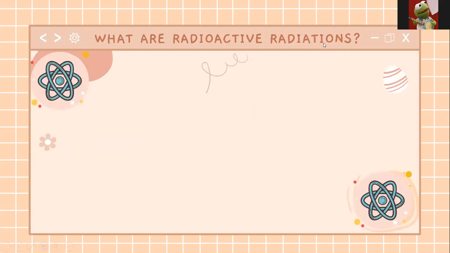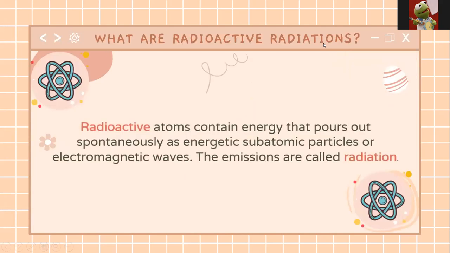Well, radioactive radiations is what happens when radioactive atoms that contain energy pour out that energy spontaneously as energetic subatomic particles or electromagnetic waves. The energy that pours out spontaneously is what we call radiation.